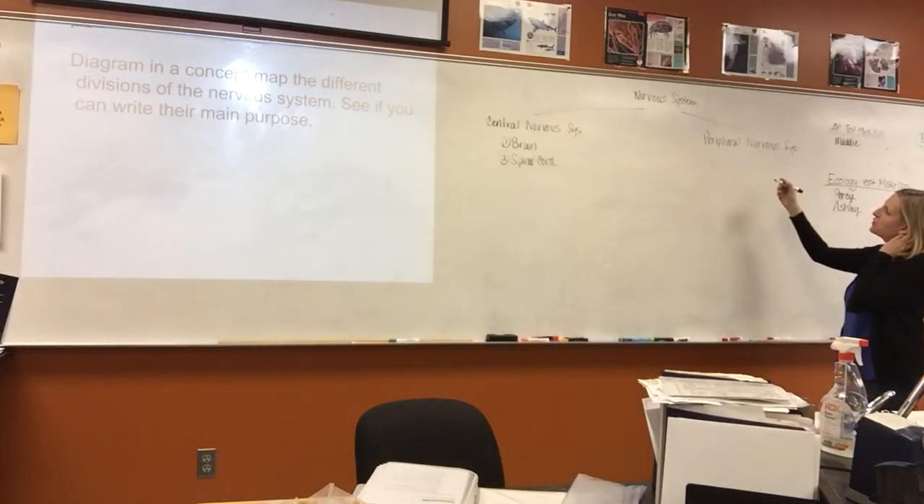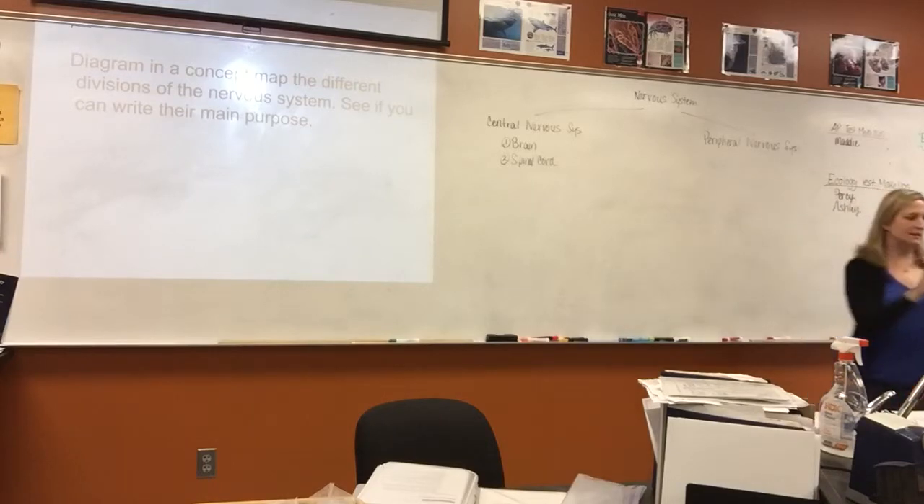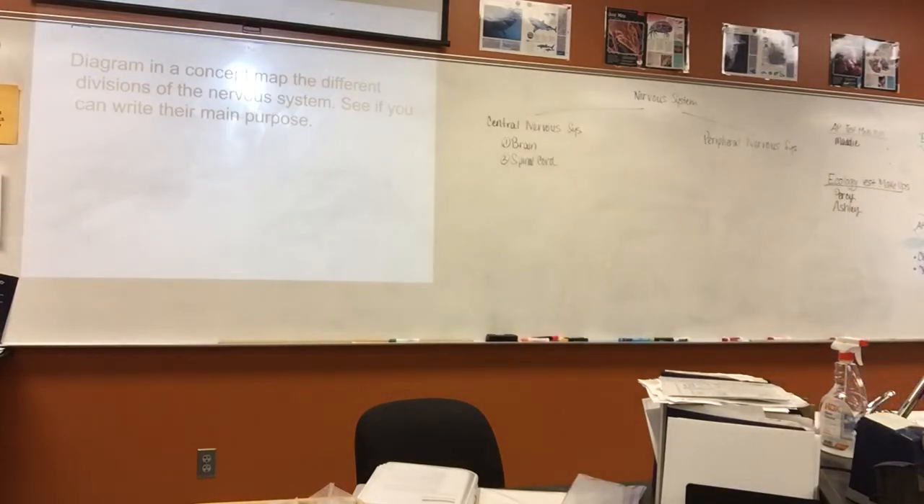So then your peripheral nervous system is basically the part of your nervous system that takes information to and from your central nervous system. So the two parts have to do with if the neurons are taking information to the central nervous system or away from it. So what do we call when information is going to the central nervous system? What part of your nervous system is that?